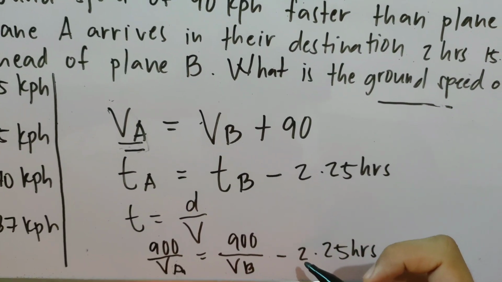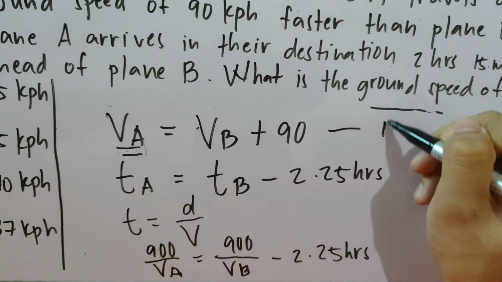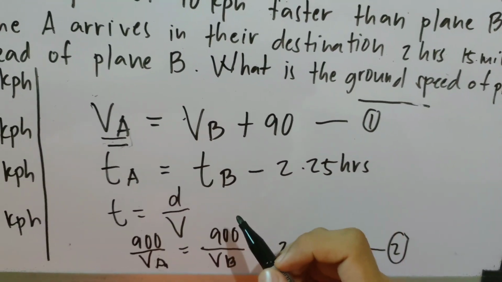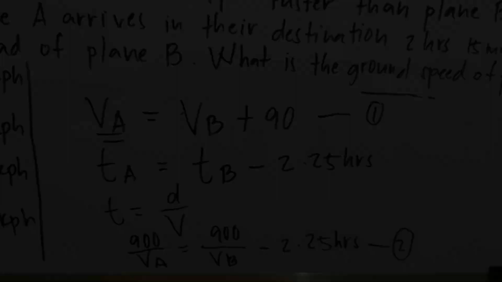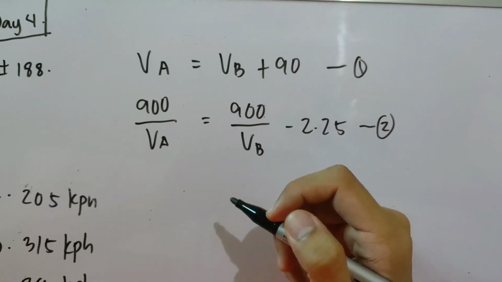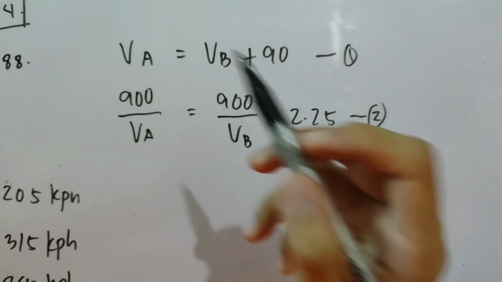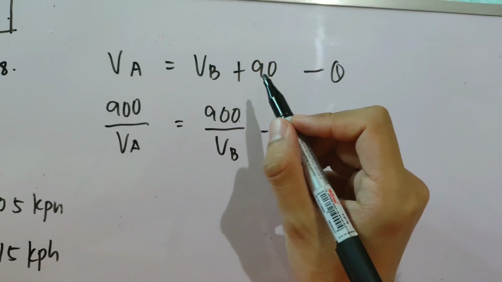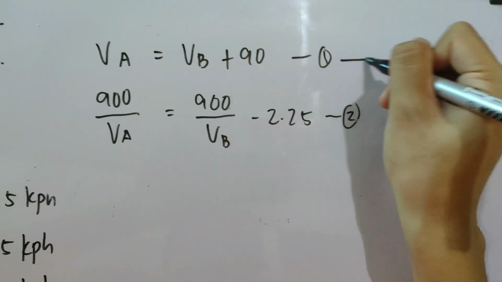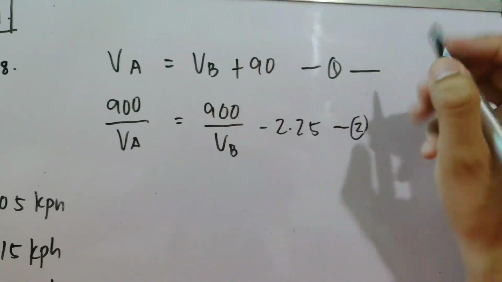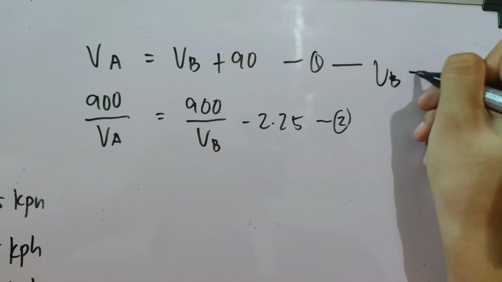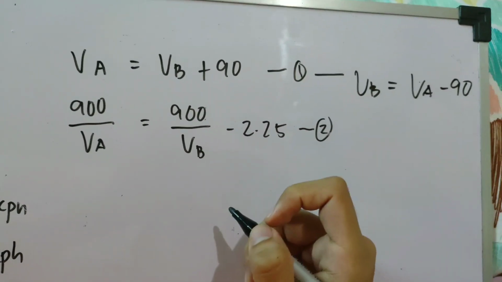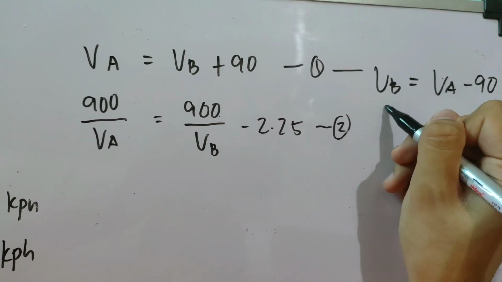So meron na tayong two equations with two unknowns. Ito yung first equation natin, ito yung second equation natin. So i-solve natin itong dalawang equations na to. So ito na yung two equations natin. At ang hinahanap natin dito ay yung VA. So, dapat ito yung tira natin. So, itong equation number 1, gawin natin in terms of VB to. So, ilipat natin yung 90 sa kabila, magiging VB is equal to VA minus 90. Tapos ito, i-substitute natin dito.